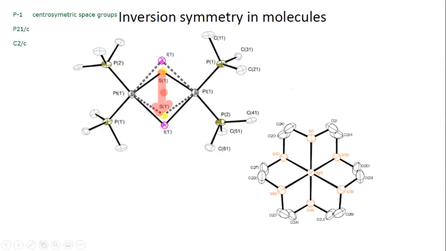So again, inversion centers are through a point. So for this one, even atoms can sit on inversion centers. So in the example to the lower right, this sulfur goes through an inversion center to generate the inverted structure. So you go through a point to generate the inverted set of coordinates. So these structures here would be in centrosymmetric space groups. So space groups that contain a symmetry element, one of them being an inversion center.